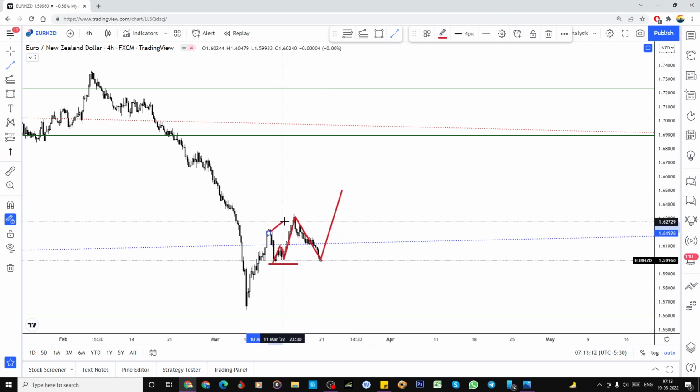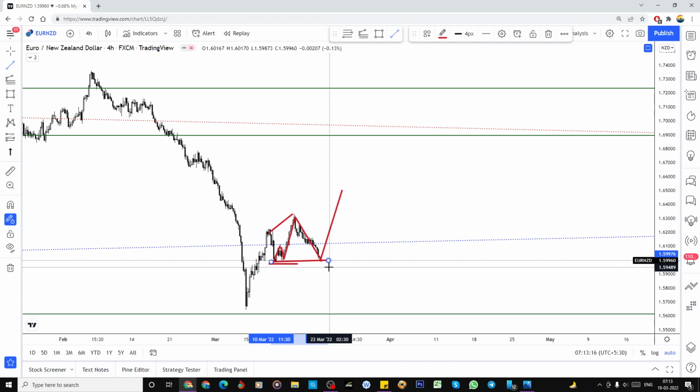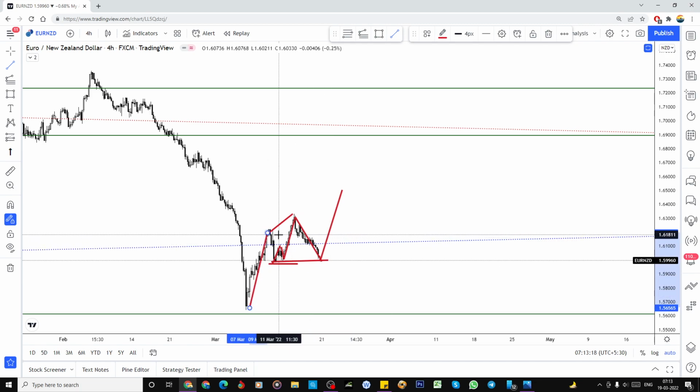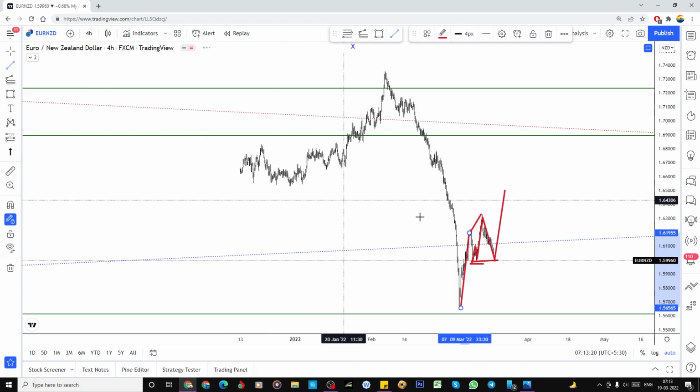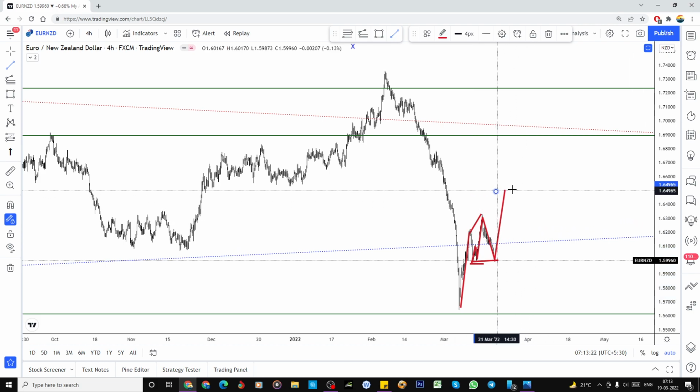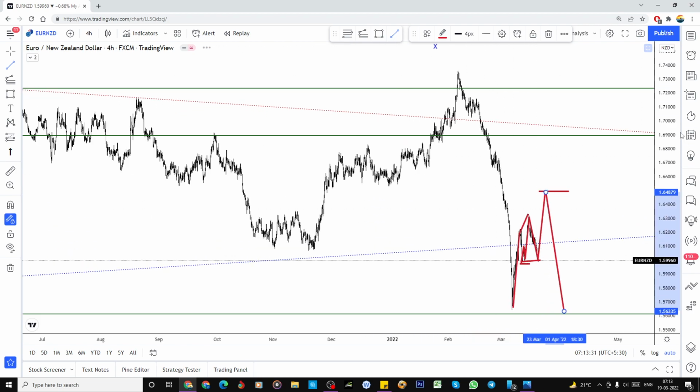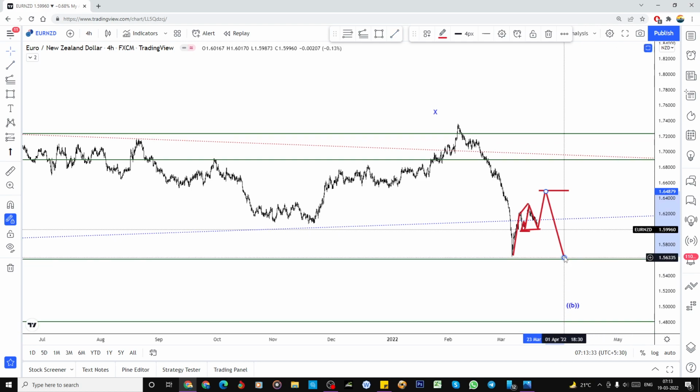So then this will become the correction part, whether it could be a running flat or an expanded flat. This impulsive wave, this is the one correction and impulsive wave. So we need to get ready to short here. We don't know whether the correction part has completed and it is going to break this low for the 5-2. We don't know.